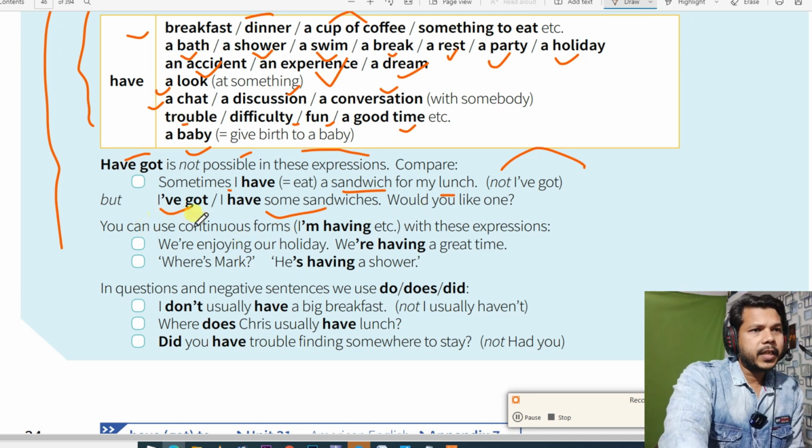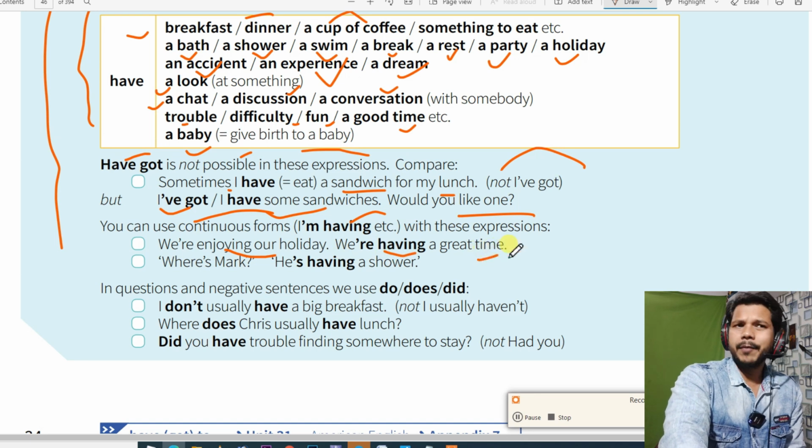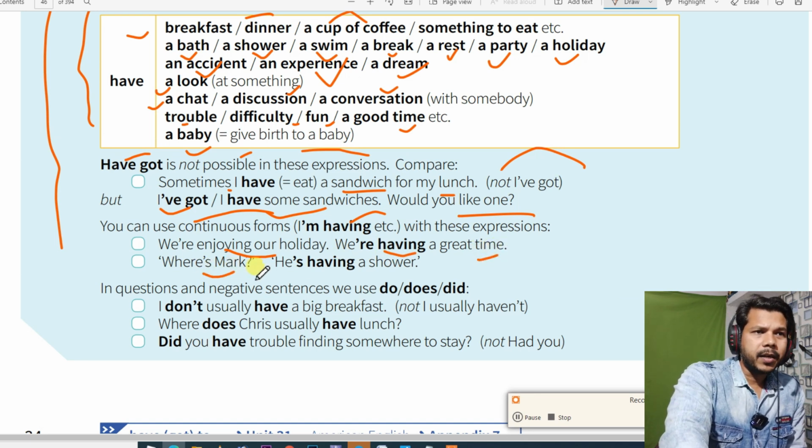Okay. You can use continuous forms. I am having etc with these expressions, like we are enjoying our holiday, we are having a great time. You can say we are having a great time. Where is Mark? Oh, he is having a shower. You can use having here.